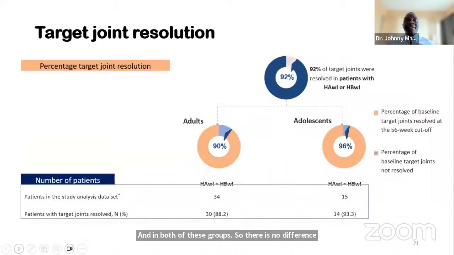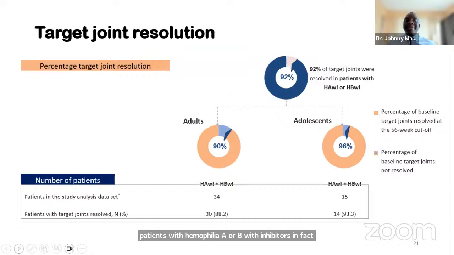And perhaps more fascinating, at least from my perspective, is the proportion of patients with target joints which were resolved when they were receiving concizumab prophylaxis. Overall, 92% of the patients with hemophilia A or B with inhibitors, in fact, had target joint resolution.